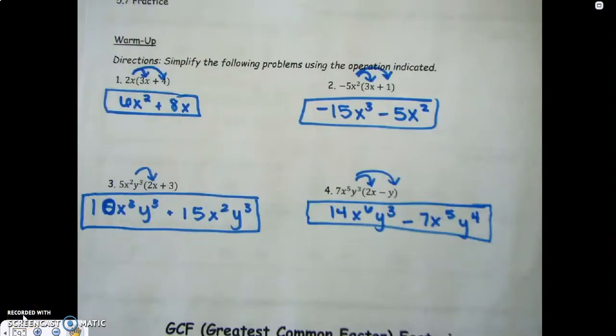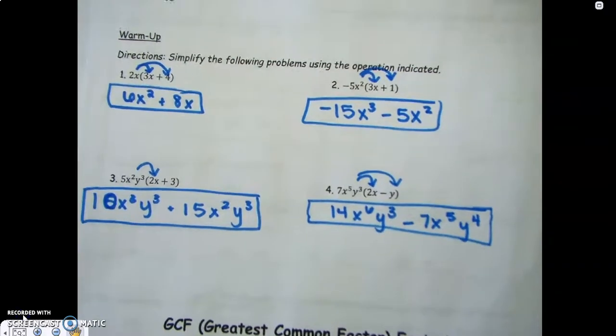Okay, so check your answers here. 6x squared plus 8x is the first one. The second one is negative 15x minus 5x squared. The third one is 10x to the third, y to the third, plus 15x squared, y to the third. And then number 4 is 14x to the sixth, y to the third, minus 7x to the fifth, y to the fourth. Okay, so now we're going to go backwards.